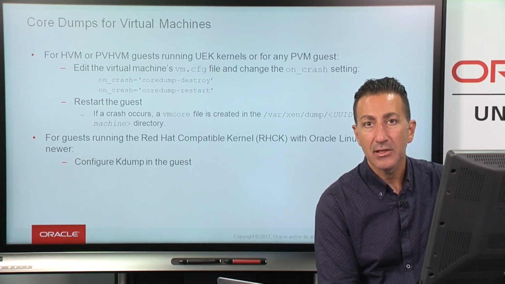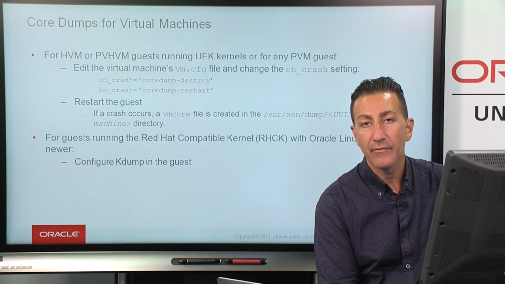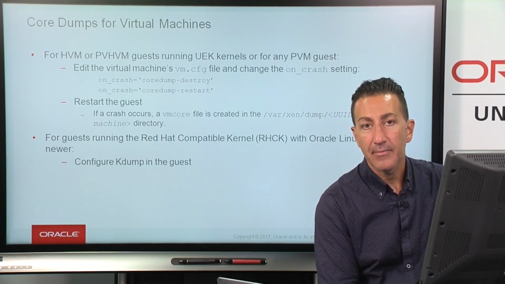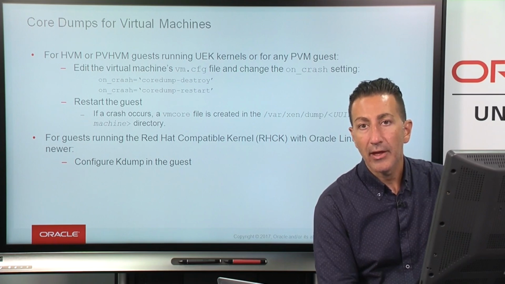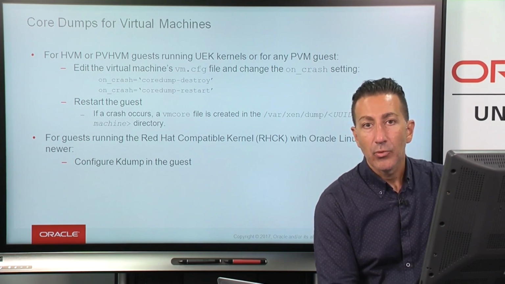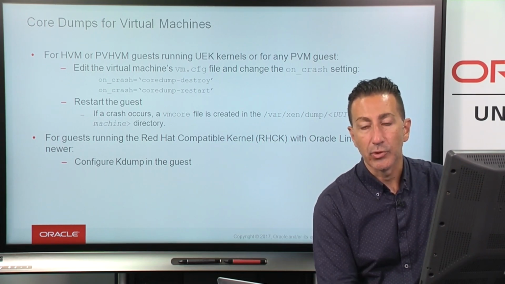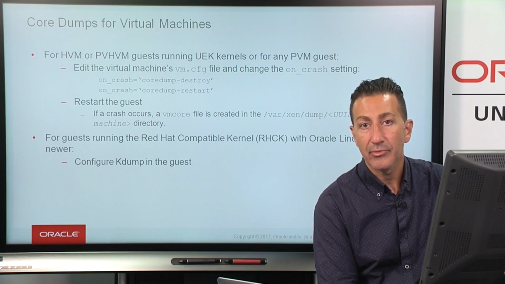Well, we have different ways if we work with an Oracle Linux kernel than, for example, a Red Hat compatible kernel for the Oracle VM virtual machine. For HVM or PVHVM guests running Unbreakable Enterprise Kernel, or for any other PVM guests, we need to edit the virtual machine's configuration file and change the on_crash setting. You have multiple options: destroy, restart, preserve, rename, and so on. Well, the most important are coredump-destroy and coredump-restart.